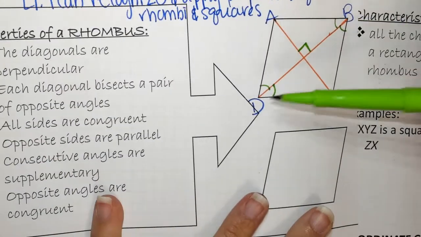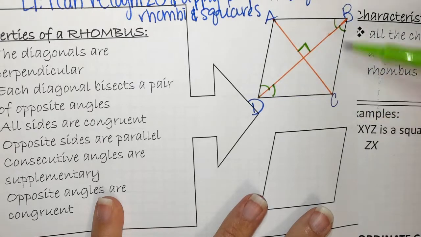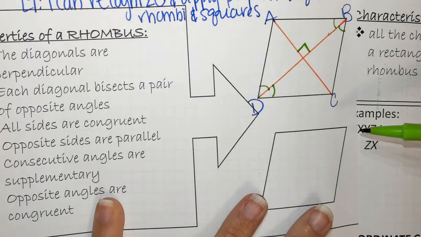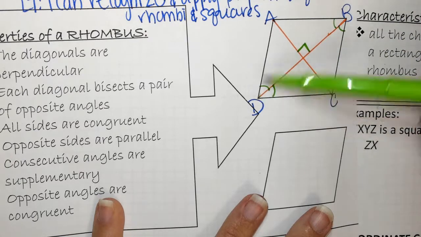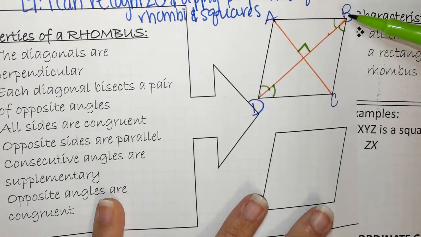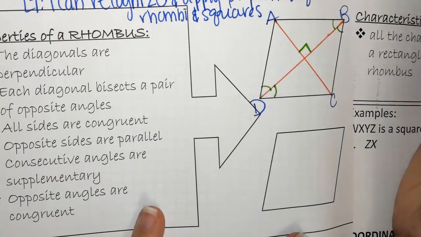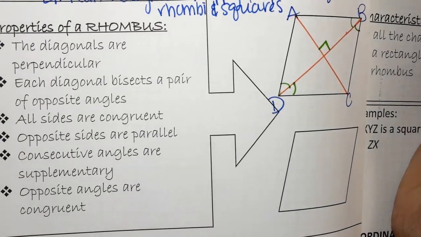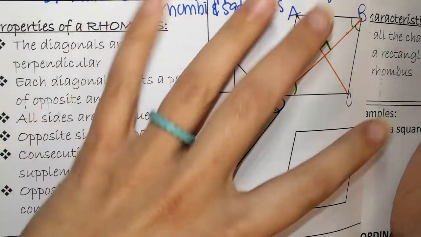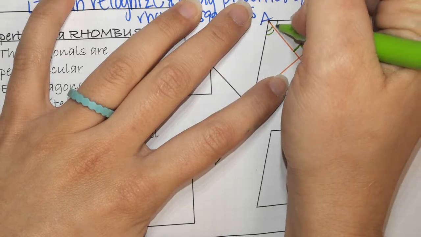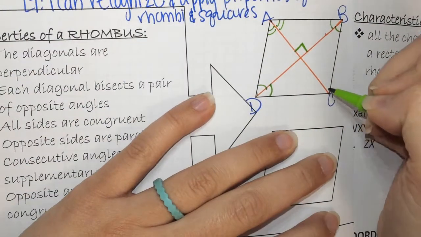Now, what do we know about angle DAC and BAC? They're congruent because it bisects. Would I put one rainbow this time or two? Two rainbows because it is a different angle and they are not congruent. Angle A is not congruent to angle B.